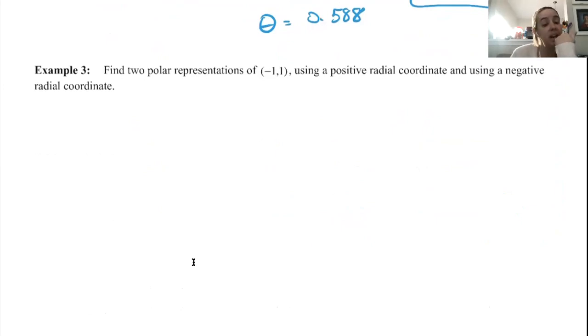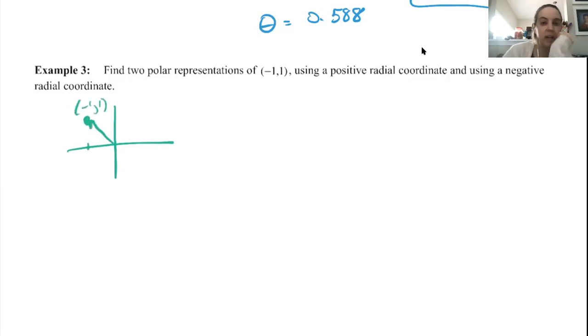All right, example three, find two polar representations of negative 1, 1 using a positive radial coordinate and using a negative radial coordinate. So here's where we're gonna try the positive and the negative. Sometimes it helps to have a picture of these to know what you're looking at. So if we have our coordinate plane, negative 1, 1 is over here, right? Negative 1, 1.